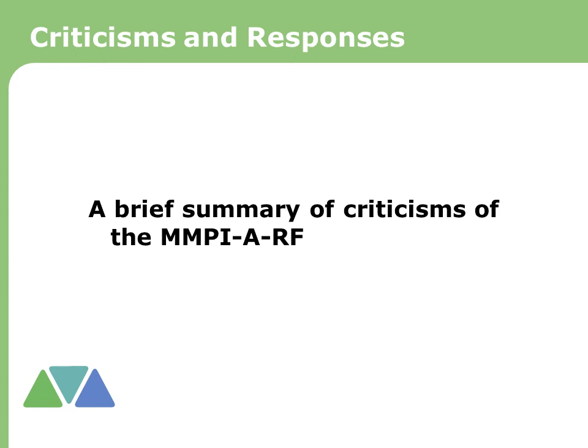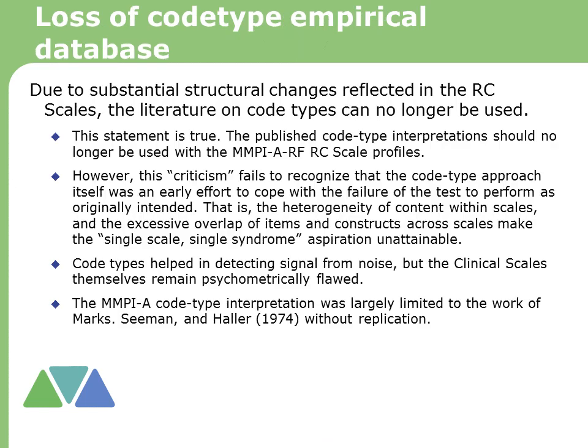So we're going to talk a little bit about a summary of criticisms of the MMPI-A-RF. Some of these are my expectations of criticisms based on what has been the topic of criticisms of the 2-RF. The first one is the criticism that's been leveled at the MMPI-2, which will be leveled at the MMPI-A, or certainly applies to it, which is due to the substantial structural changes in the MMPI-A-RF. The codetype literature, for example, that Marks, Seeman, and Haller developed for the MMPI is not applicable.